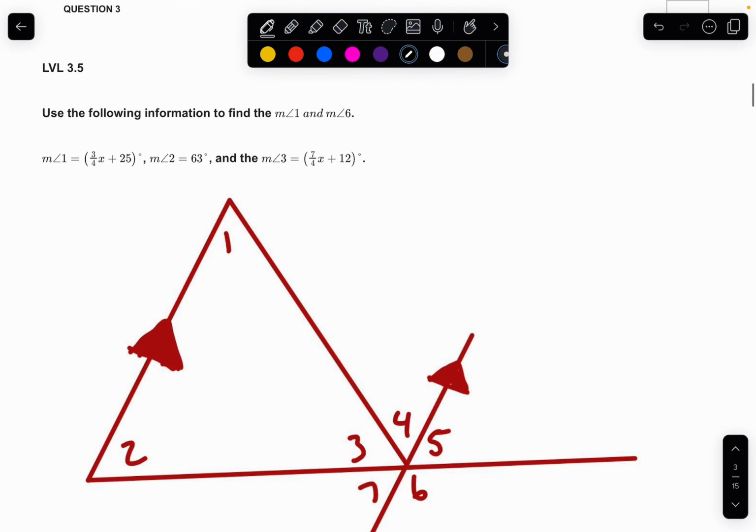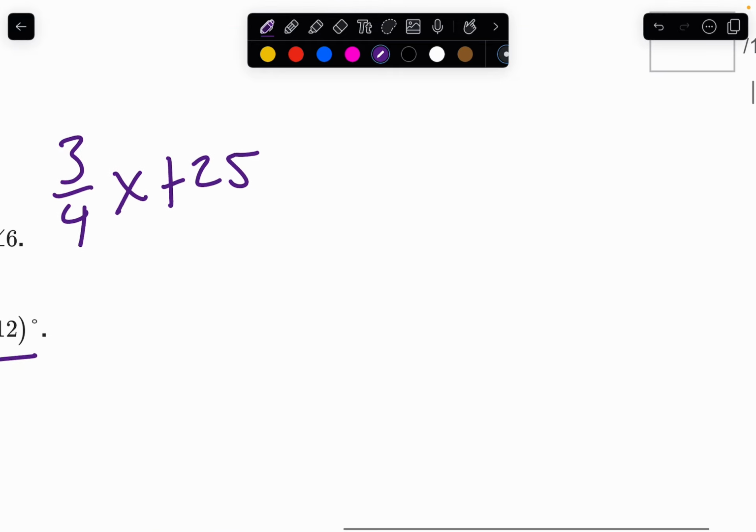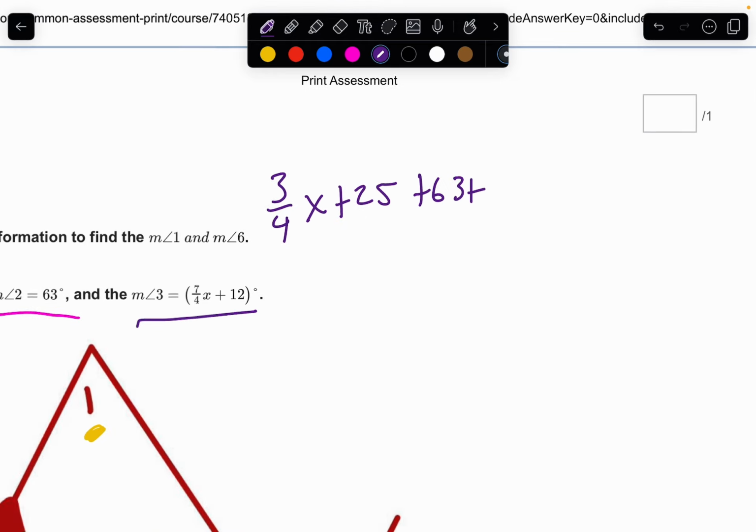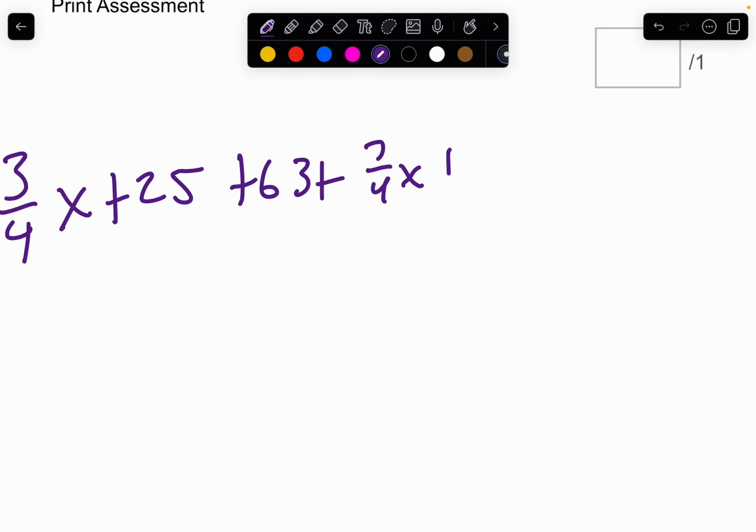All right, using parallel lines correctly. We want to find angle 1 and 6. What do we have? We have angle 1, got it. We have angle 2, got it. We have angle 3, got it. What do we know about 3 angles in a triangle? They're going to add up to 180. So our starting equation is 3/4 x plus 25 plus 63 plus 7/4 x plus 12 equals 180.